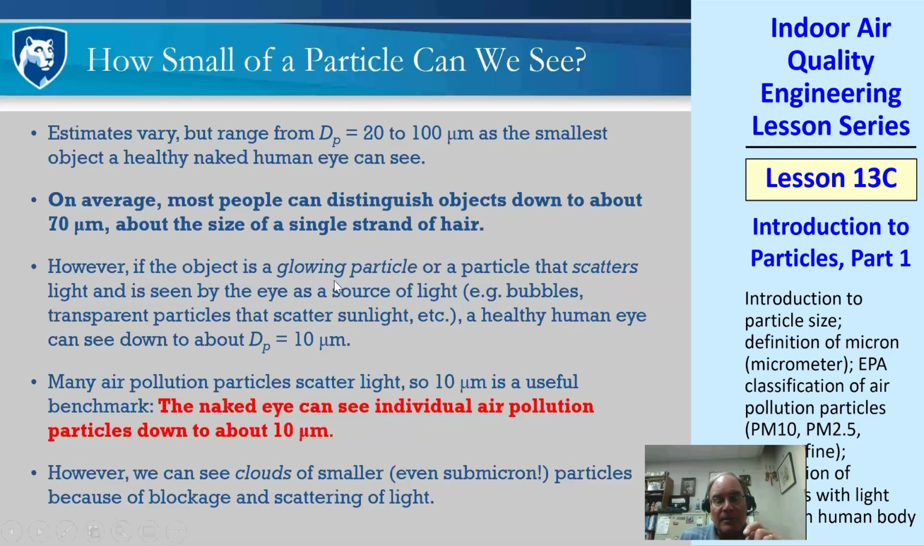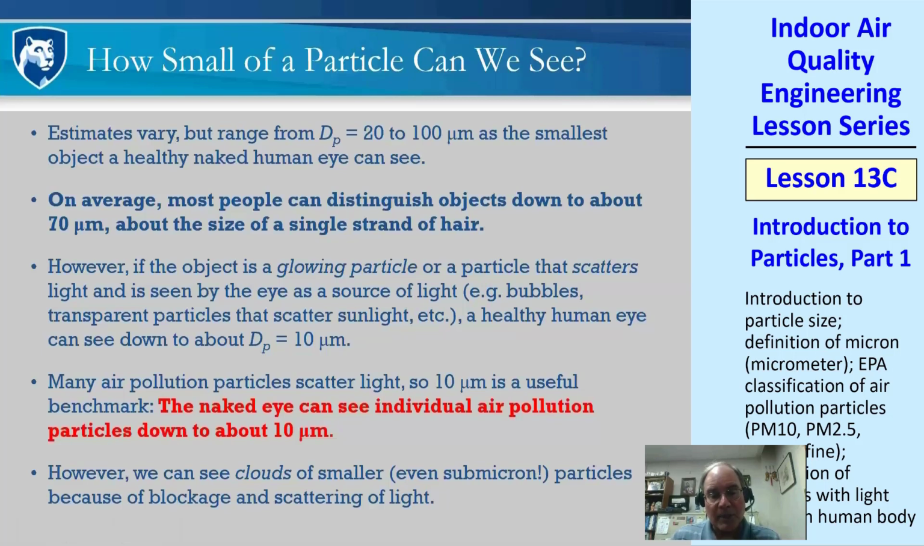However, if the particle is glowing, so it's scattering light, say you have bubbles or some kind of particles that are transparent or translucent, they scatter and reflect sunlight. A healthy human eye can see down to about 10 microns. So when they're glowing and scattering light, they kind of look bigger and you can see them. So we're going to use that 10 micron as a benchmark. The naked eye can see individual air pollution particles down to about 10 microns.